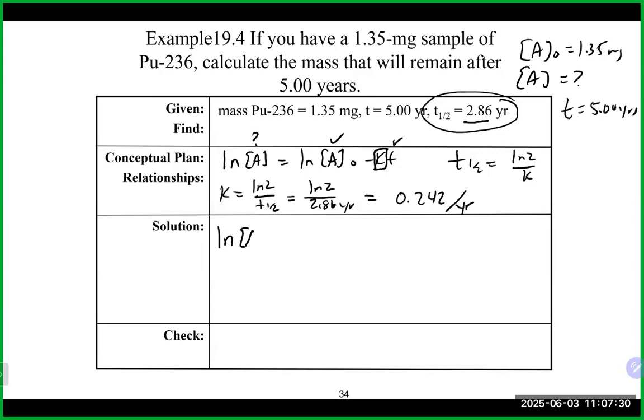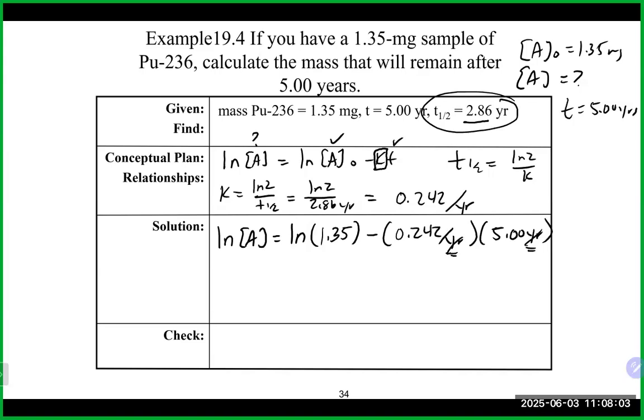The natural log of A would equal our natural log of the initial amount. And again, like I said before, you could throw the milligrams in there. It doesn't have to be molarity or anything like that. Minus our guy that we just solved for, reciprocal years, times our 5 years. This again is the situation we talked about earlier. We want to make sure that the unit of time in both of those things are the same. We actually are okay in this case, but you could have something where one is like days and one's years, or one's minutes, one's hours.